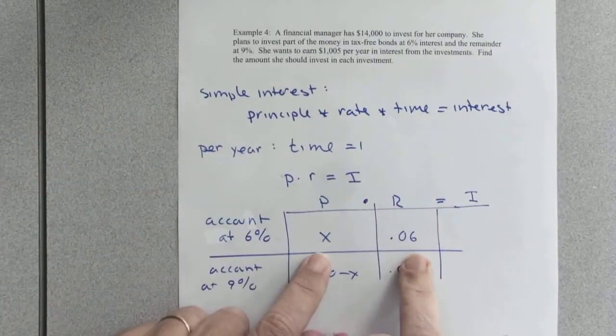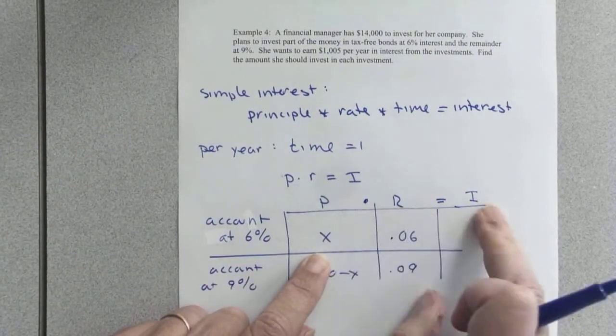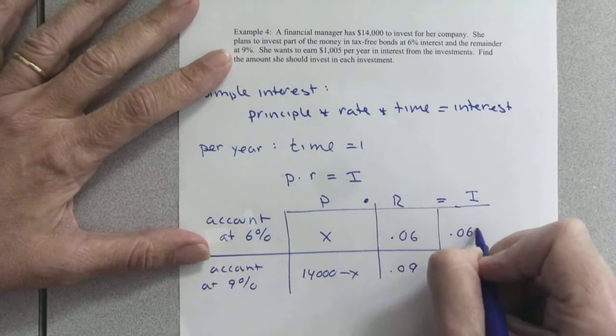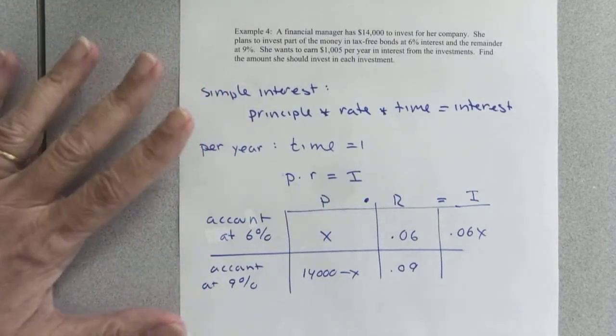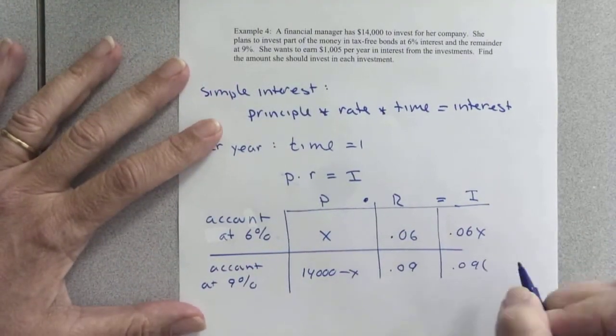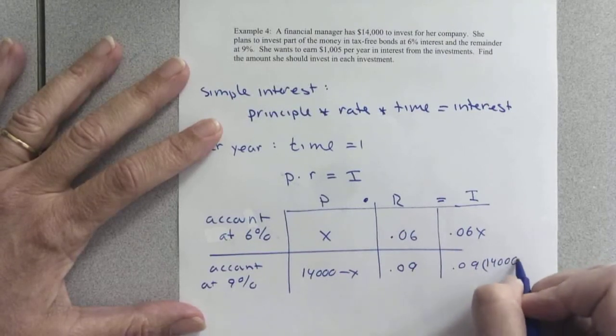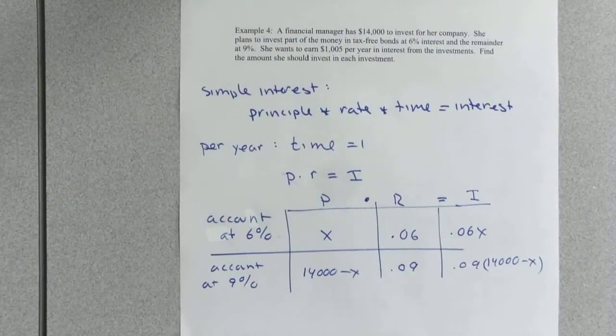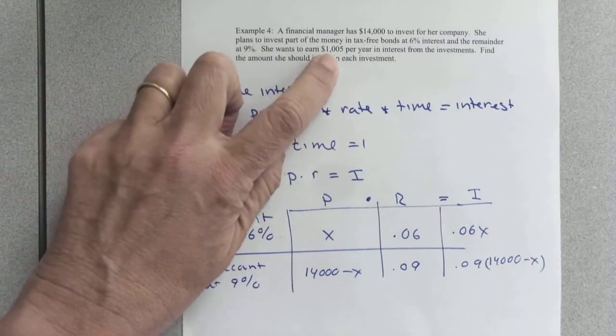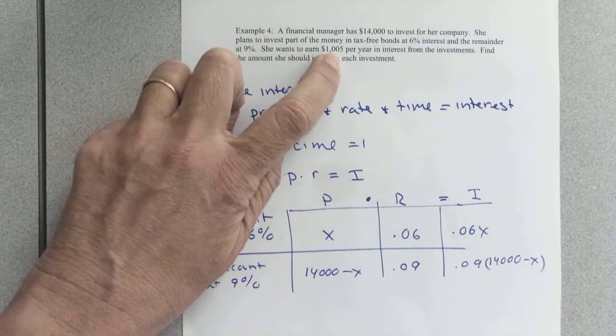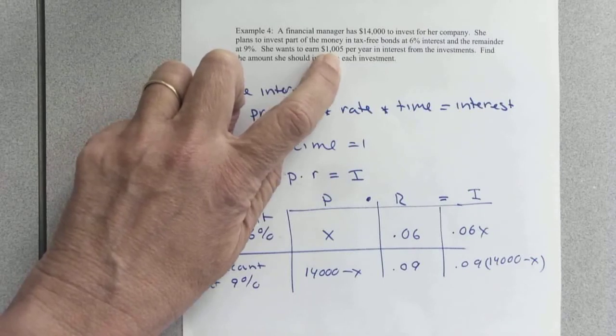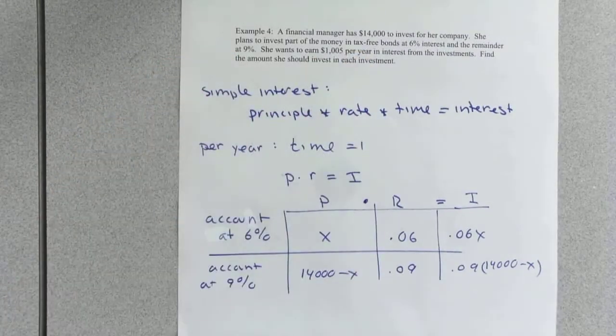And then we're going to use our chart, our formula, principal times rate equals interest. So my interest is going to be 0.06x and 0.09 times the quantity 14,000 minus X. So there I've represented my information, but I still don't have an equation. But there's one number I haven't used yet. She wants to earn $1,500 per year in interest from the investments.